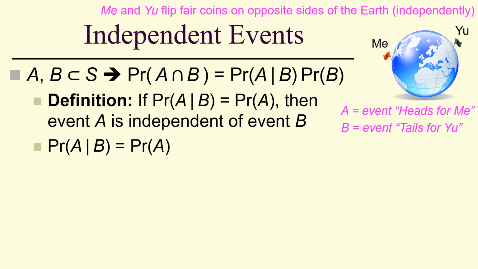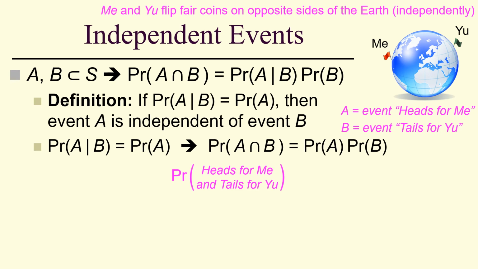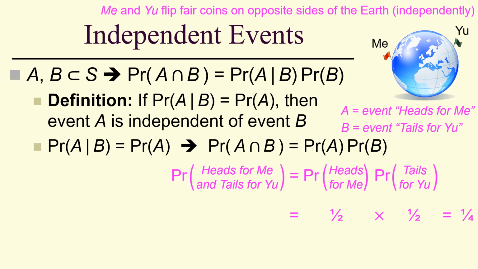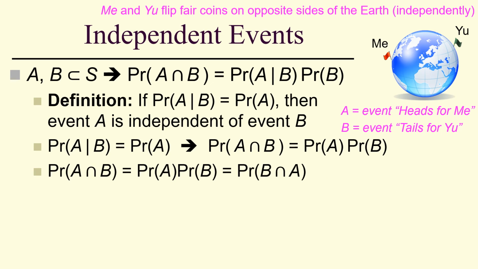Probability of A given B is the probability of A implies that the probability of A intersect B, the joint probability, is the product of the probabilities of A and B respectively. The probability of heads for me and tails for you is the probability of heads for me times the probability of tails for you, 1/2 times 1/2, which is 1/4.